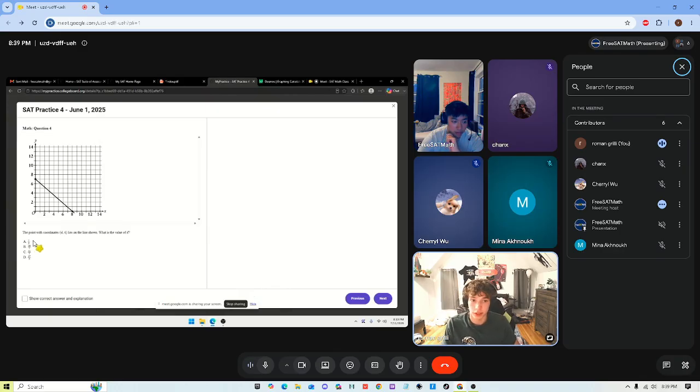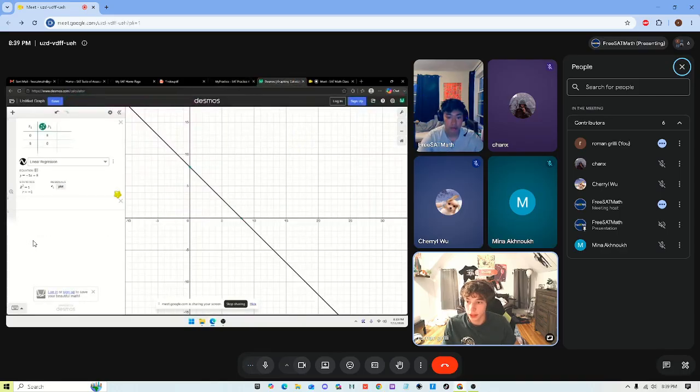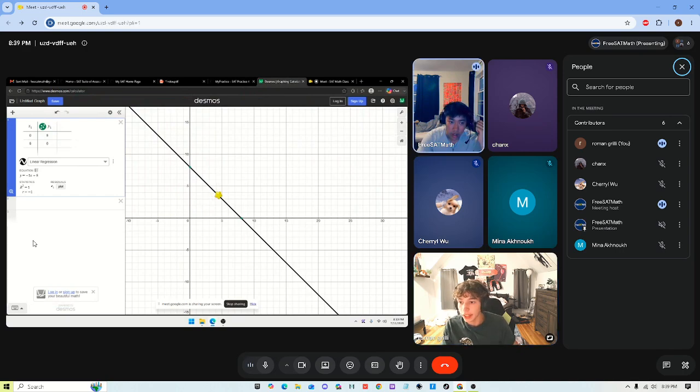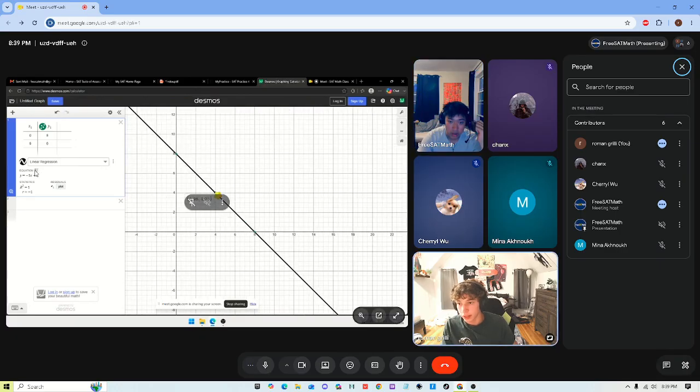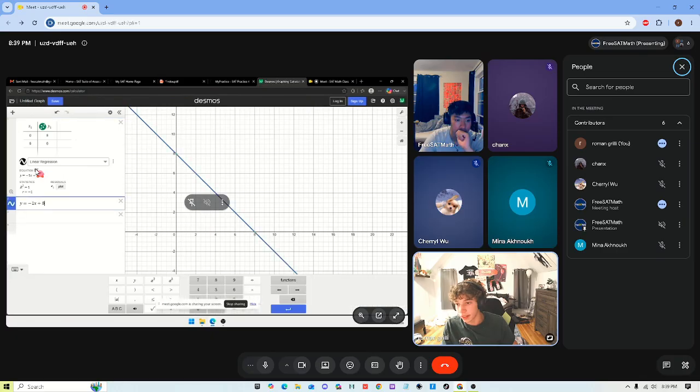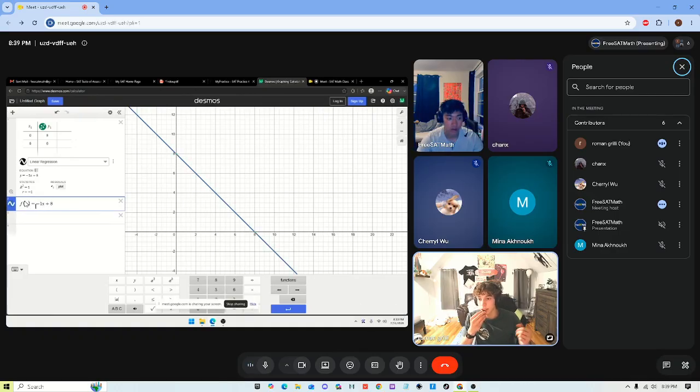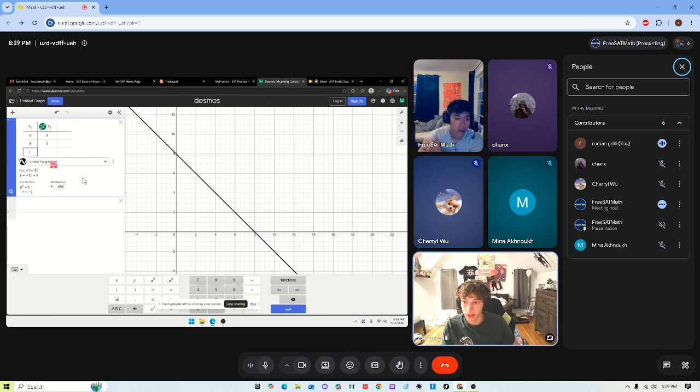So we can go back to our table, and we see the equation under linear regression. Click that little thing next to equation, and then change y to f of x, and then you can put your answer choices into where the x is. You know what I mean? It might make it a little more complicated, but.